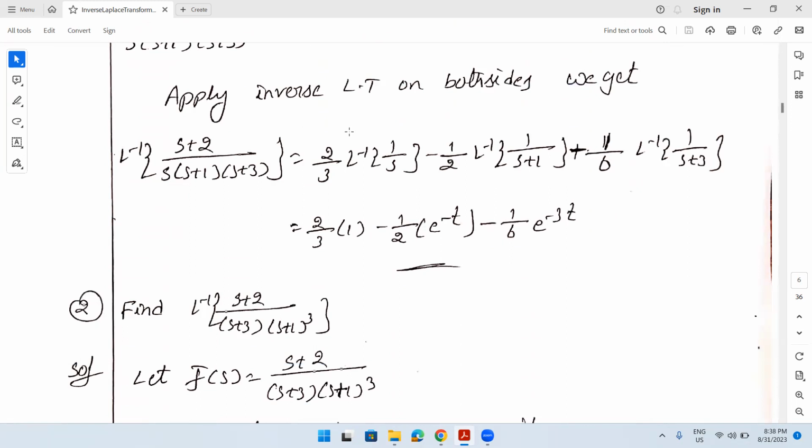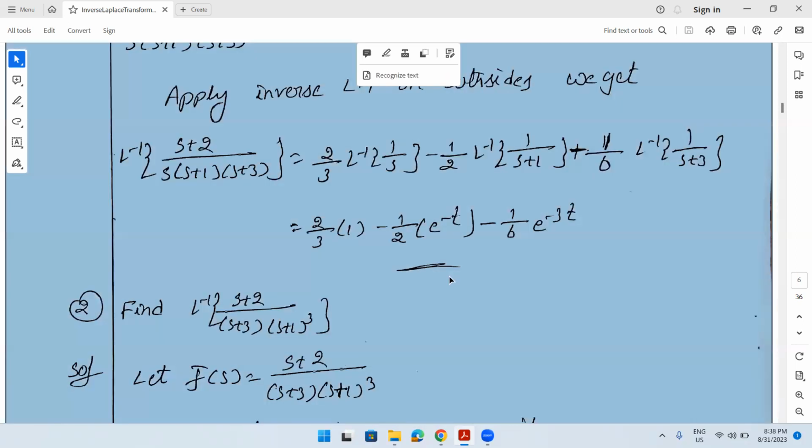So what do we write? L inverse of 1 by s is nothing but 1. L inverse of 1 by (s plus a) is e power minus at. Here a is 1, so e power minus t. L inverse of 1 by (s plus a) is e power minus at. Here a is 3, so e power minus 3t. That's it.